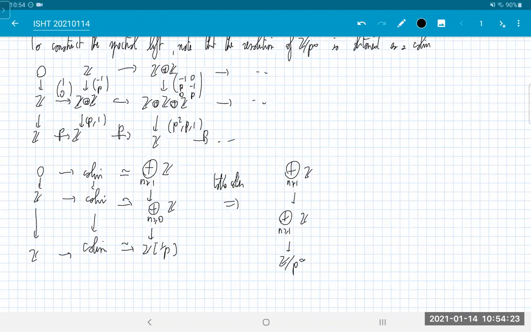And the point is that this construction I wrote with Z, you can do it with the sphere. Don't make me rewrite it, but you can replace Z with S here and nothing changes. And you get the resolution. Since the construction is the same, one gets one from the other by applying homology.